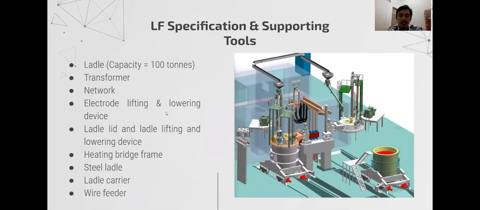First, LF specification and supporting tools. On the right, we can see the layout of ladle furnace operation. Our ladle furnace consists of a ladle with capacity of 100 tons, a transformer to modify the electrical energy of the power station into the required condition, a network used to connect all systems, an electrode lifting and lowering device to lift and lower the electrode when the operation starts and finishes, a ladle lid and ladle lifting and lowering device used to lift and install the ladle to fit into the furnace, heating bridge frame, steel ladle, ladle carrier to carry the ladle, and a wire feeder used to feed the wire when alloying process occurs.